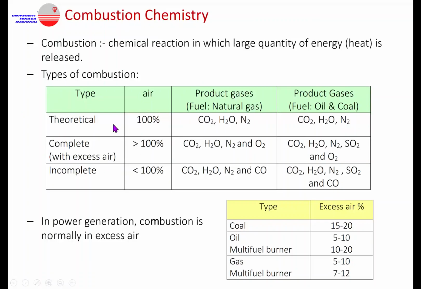Okay, the second type of combustion is when we supply excess air. So in this case, the amount of air that we supply is extra, in the sense that we want to increase the chances of having complete combustion. So the amount of air or the percentage of air is usually more than 100%. Okay, typically it is in between 20% or 30%. It depends on the type of fuel that we use.